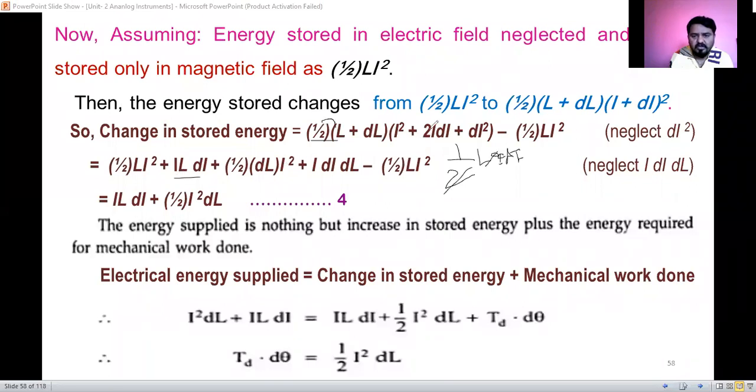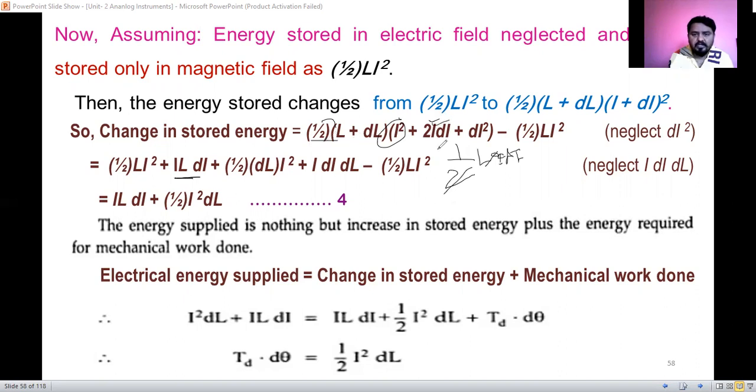This 2 is multiplied into here. This is already the first term we have considered here now. This one we have considered. So 1 by 2 L into 2I di, the left term is IL di. Yes? Yes, sir. Okay, next. Plus this one. This one is over now.